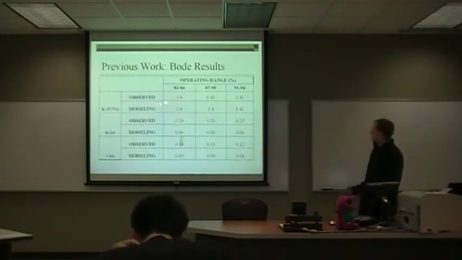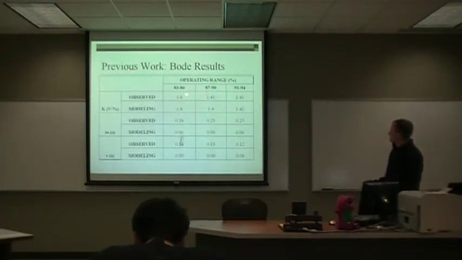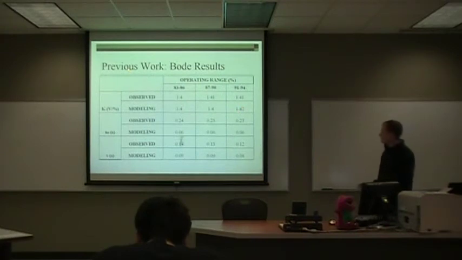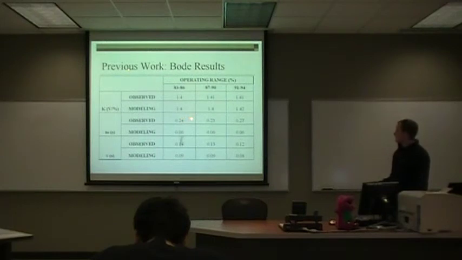These are our results. The observed gain for 83 to 86 showed 1.4, same as the modeling. For 87 to 90, 1.41 was observed and 1.4 was the modeling. For 91 to 94, we had 1.41, and for the modeling, we had 1.42. For T0, we had an observed 0.24 for 83 to 86, 0.25 for 87 to 90, and 0.27 for 91 to 94. All of our modeling showed a 0.06 T0.